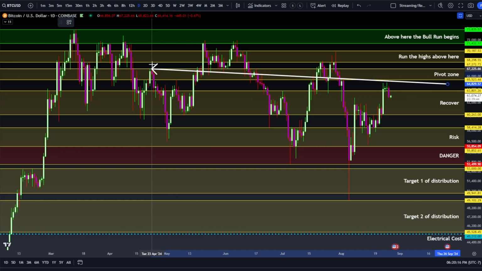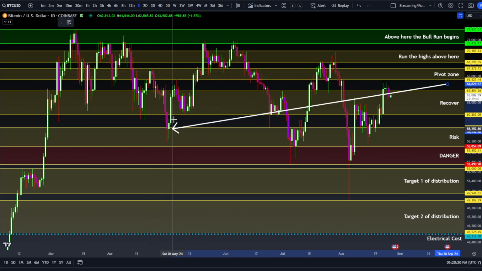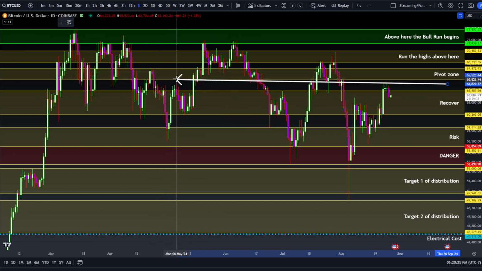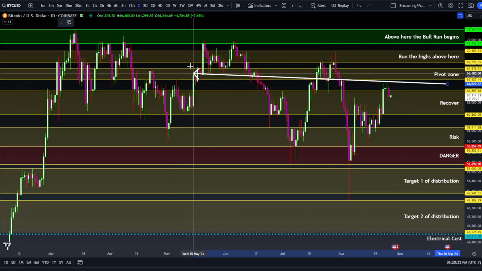And in this case, this is also an area that acted as resistance. We see that the lower low structure at 56.5 pushed up to that 65.5, which is just above that first high or that first top in 2021. And that is the pivot zone now. And you'll see why when you just look to the right now.